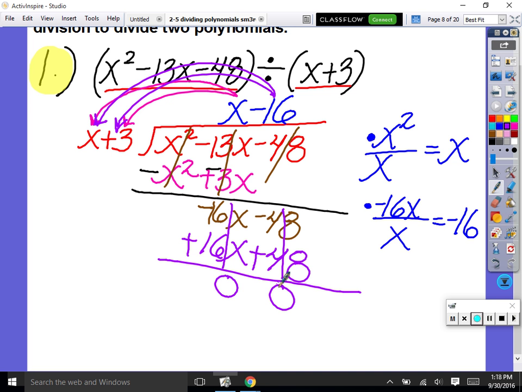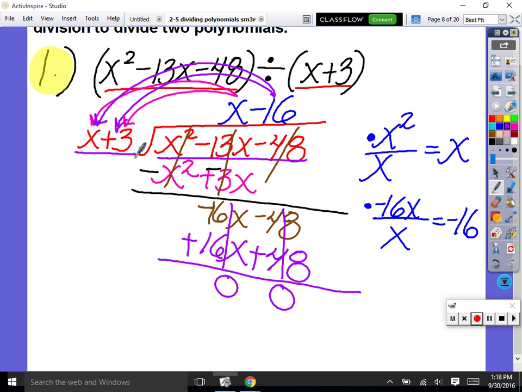So we're done. We get zeros. So this divided evenly. There was no remainder. Does everybody understand? There was no remainder. So x minus 16 was our answer when we took this polynomial and divided by this polynomial. We got x minus 16. Does everybody understand? That is our answer.